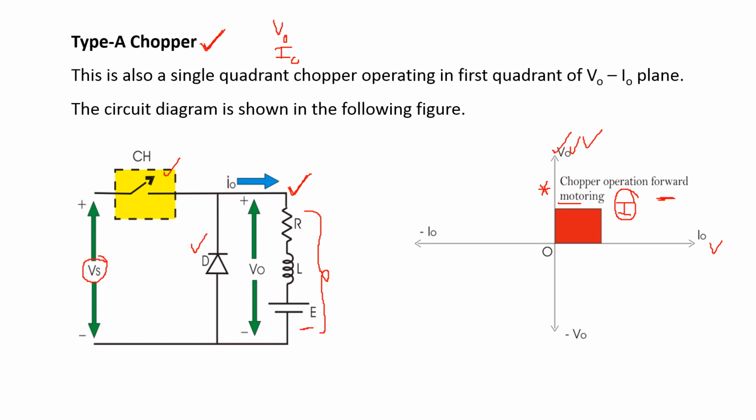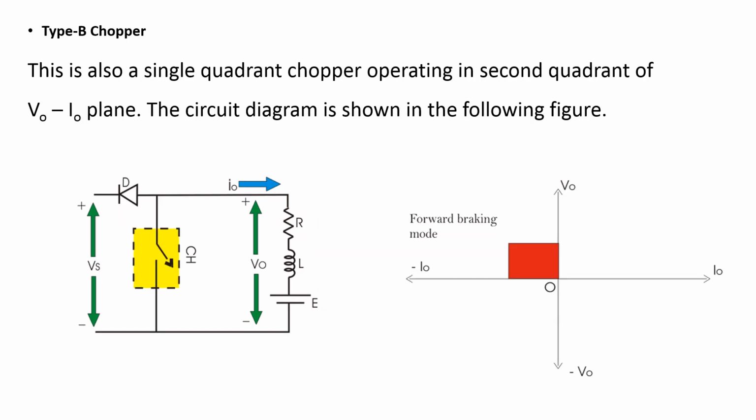Similarly, we are going to discuss the remaining types of chopper circuits. Coming to type B chopper, it is also a single quadrant chopper, but it operates in the second quadrant. In the second quadrant, voltage is positive, but current is negative. So, in this chopper circuit, power flows from load to source. And this is the circuit diagram of type B chopper.